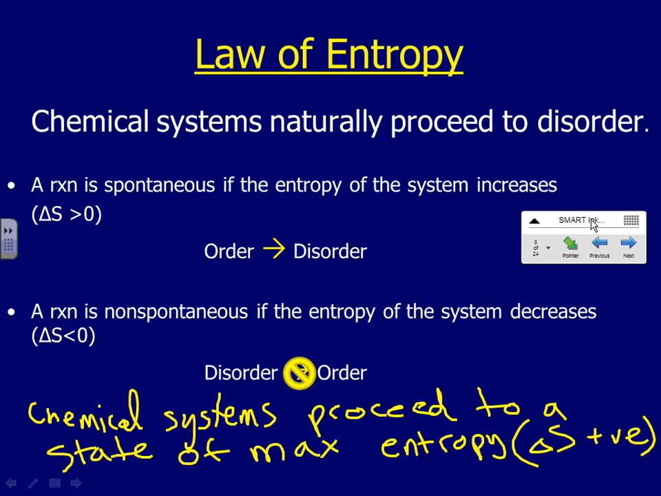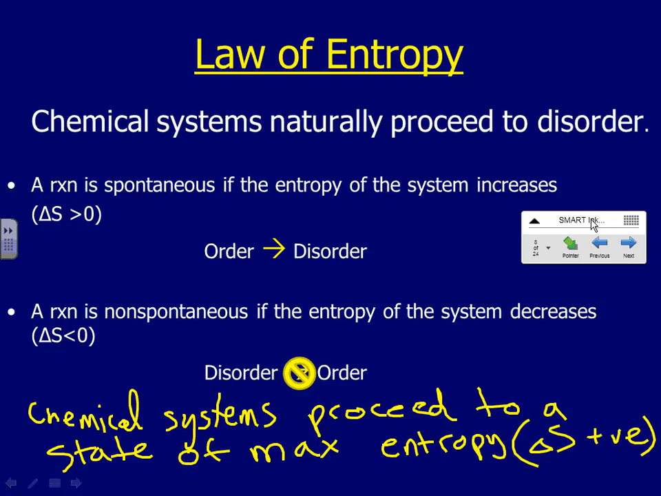So two laws that govern spontaneity. Minimum enthalpy, negative delta H, maximum entropy, positive delta S. And we know how to calculate both. So that's where we're at. We're simply going to be doing some examples now where we calculate the delta S and calculate the delta H, and we make a decision. Does this have the requirements for spontaneity, or does it not?